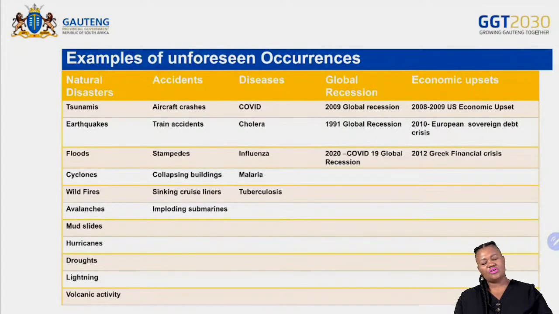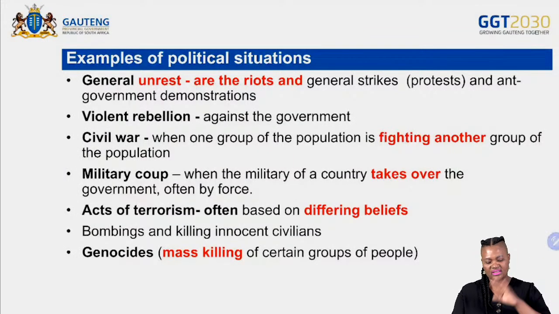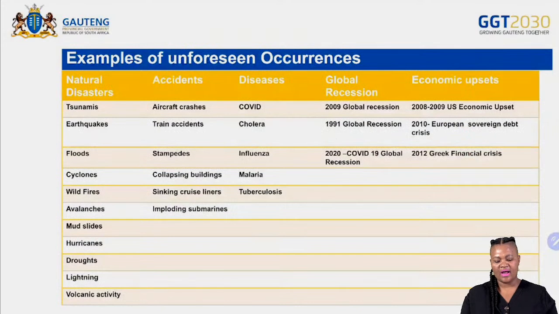And if you were listening to the news yesterday and today's news coverage, there was a bombing, a hospital bombing in Israel, where it was seen as a genocide act. So we could consider that as a political situation. And then over here, I've got examples of unforeseen occurrences. So we've moved from the concepts of what is a political situation, what is an unforeseen occurrence, and then we also went to examples of political situations, and now we are at examples of unforeseen occurrences.